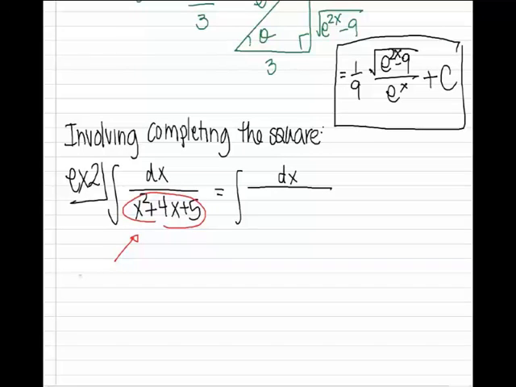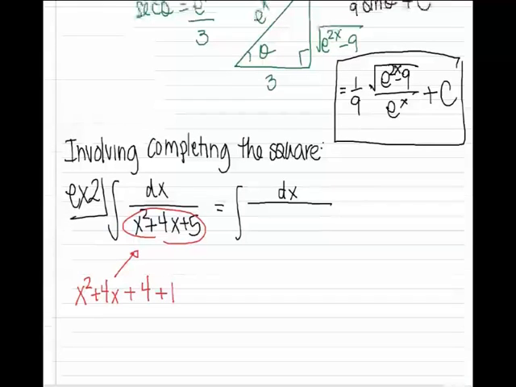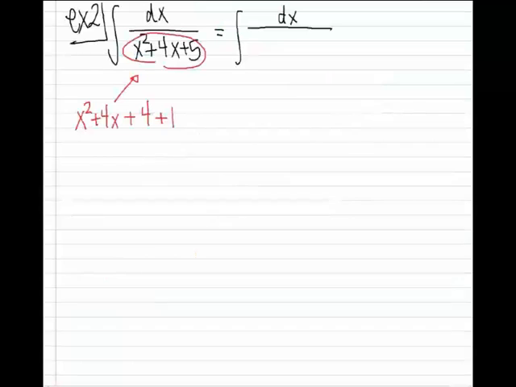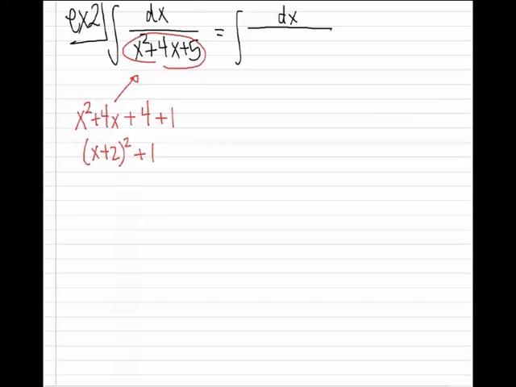Do you guys remember how to complete the square? We would want, instead of the plus 5, a plus 4. So I'm going to separate and break off a 4 from the 5 that's already there. That would leave me with x plus 2 quantity squared plus 1. This is what I mean by completing the square. So I have x plus 2 quantity squared plus 1.